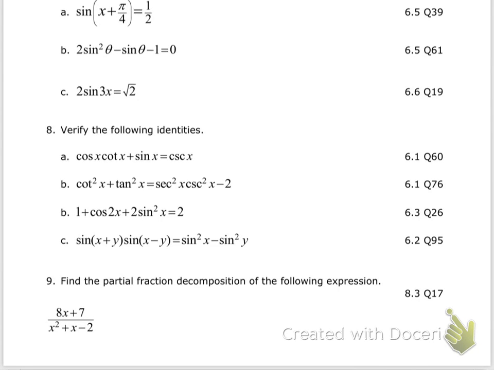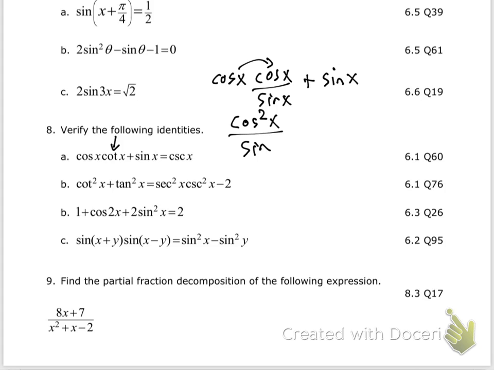Okay, let's look at identities. This might take a while. Right, okay, cosine x, cotangent x plus sine x. I'm going to change this cotangent to cosine over sine. So I'm going to have cosine x and then cosine x over sine x plus sine x. Okay, now if I multiply these two together, I've got cosine squared x over sine x.